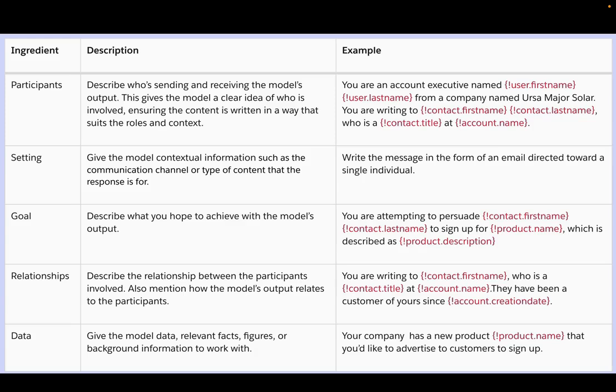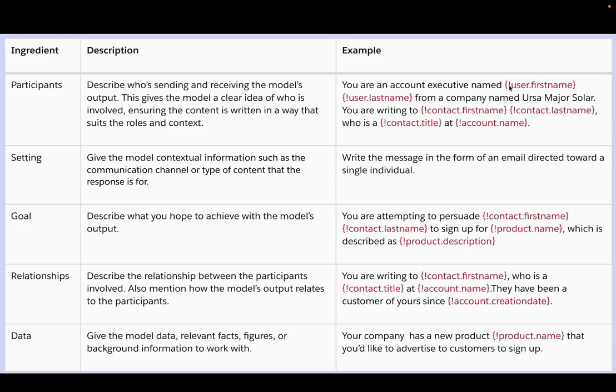The first ingredient is participants. When you're creating a prompt, it's very crucial to describe both the sender and the receiver. This gives the model a clear idea of who is involved, ensuring the content is written in a way that suits the roles and the context. For example, you are an account executive named XYZ from a company and you are writing to your contact who is an executive at some organization. The more detailed the participant description is, the more aligned the output will be with your expectations.